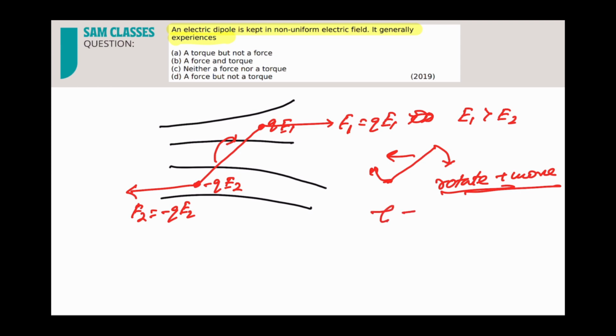So due to the torque, they will rotate, and due to the net force, F net is also there. Because F net is not able to get cancelled, they will move also, in whichever direction. So they will rotate and move, like this. Next time it will rotate and move. So what is it doing? Moving and rotating, moving and rotating. So here, a force and a torque, both will be there.